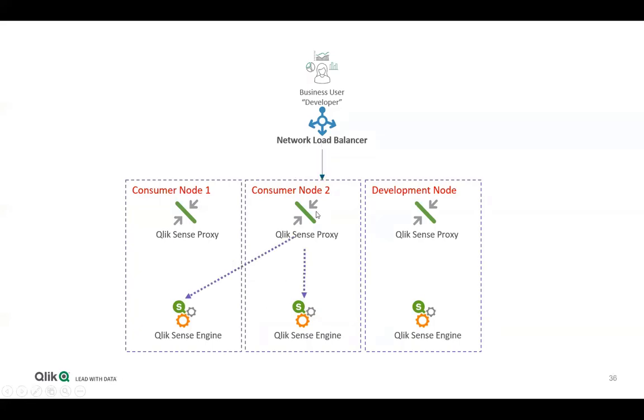Same thing, if consumer node 2 proxy has connected the user session, then consumer node 2 proxy will take charge to decide which engine service will start working on this visualization work. Either consumer node 1 engine service or consumer node 2 engine service. So this is our goal.